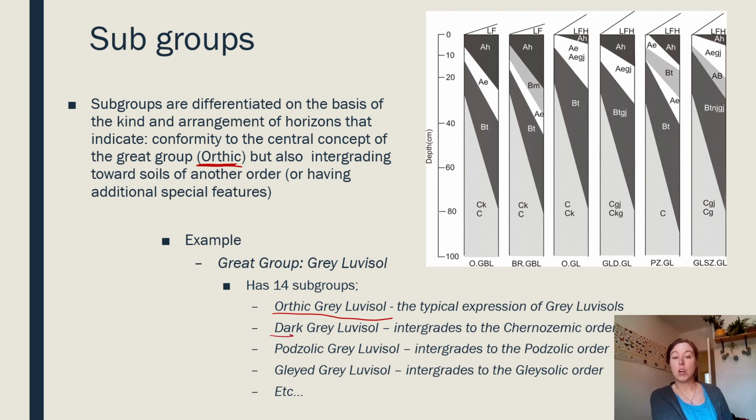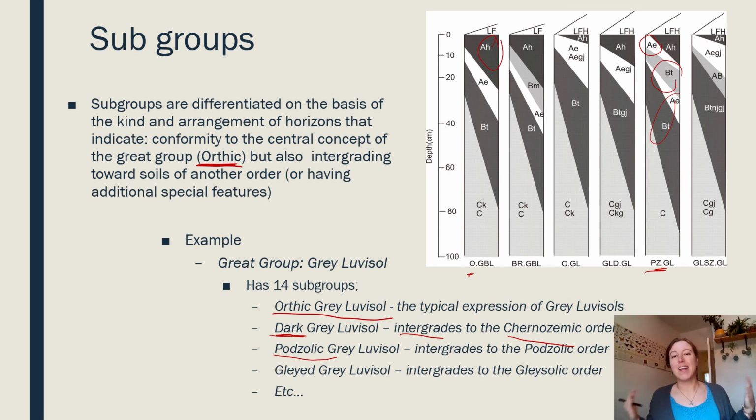And then a dark gray luvisol is showing intergrades with the chernozemic order. So then it has a large Ah layer probably. This says O, which means it's probably the orthic one. But that's basically the key identifier of chernozemic, a dark Ah layer. A podzolic is going to be a gleyed luvisol that is showing some podzolic traits, but it's not a secondary trait, it's just an additional trait. So I was going to guess, oh, this says PZ, but I would guess this was podzol because of this Ae, Bt layer thing happening in here.